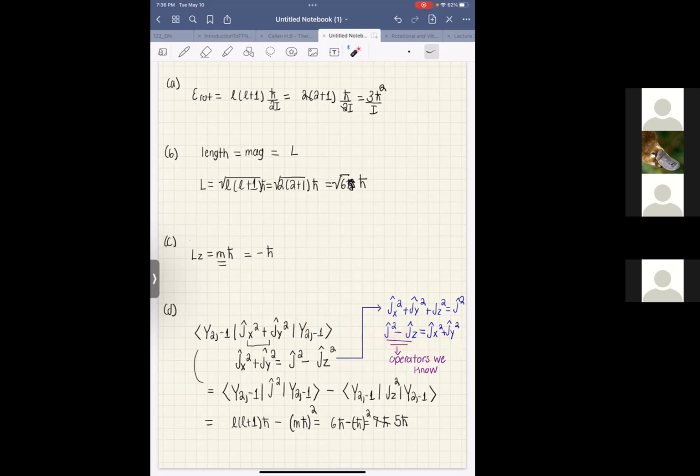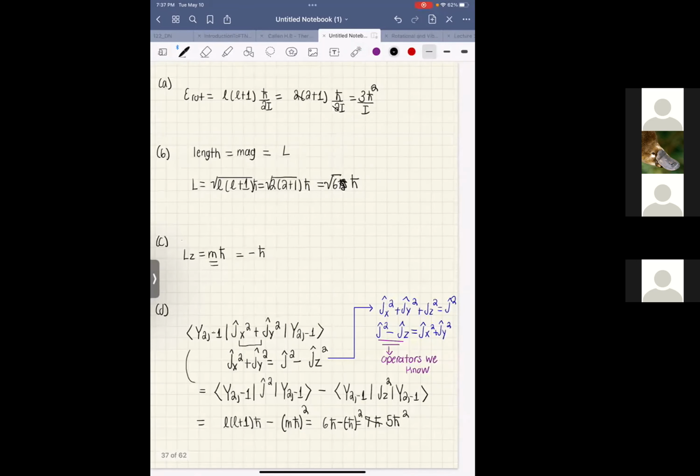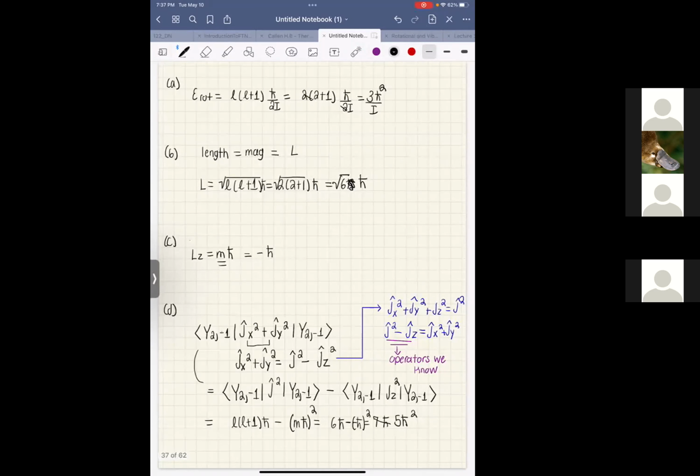So we can put this on the inside of our integral. And after putting it inside, we can split up our integrals and we can solve for this. And after solving for this, we plug in what L is equal to, what M is equal to, and you're going to get this, 5H bar squared. Now, does anyone have any questions about this at all, especially part D?